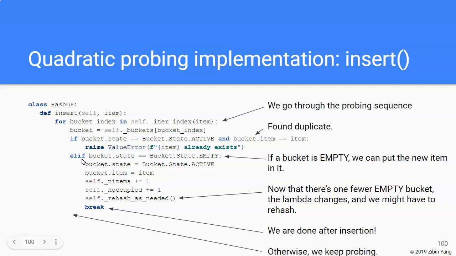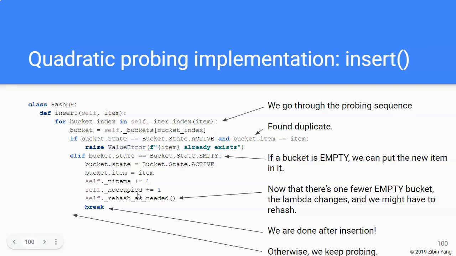Now, if the bucket is an empty bucket, then it is available and we can put the new item in that bucket. To do that, we set the state of the bucket to active. Now it holds an item, and we assign the new item to the item that is being held in the bucket. We increase the number of items in the hash table by 1, right? That's the number of active buckets. And we also increase the number of occupied buckets in the hash table by 1.